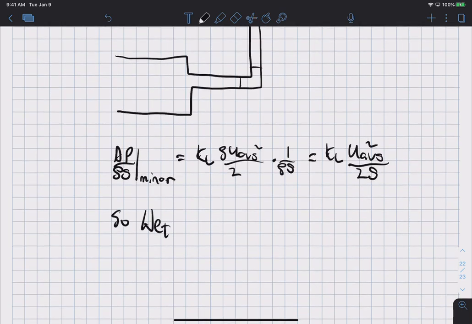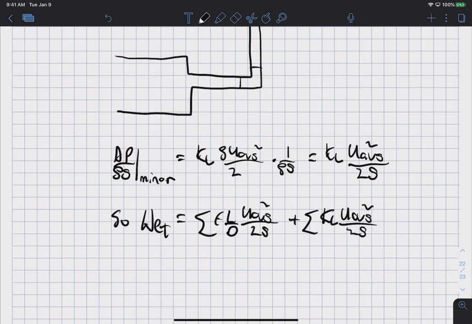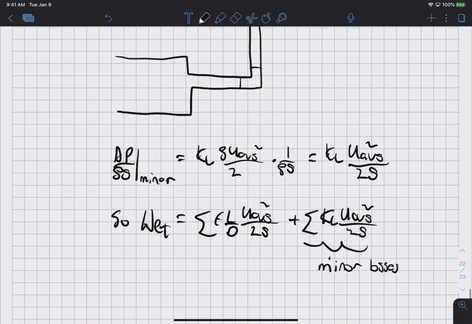So the head loss is equal to the sum of all the major losses, U average squared over 2g, plus the sum of all the minor losses. So that's the sum of the loss coefficient times U average squared over 2g. Okay, and this is minor. And this is major losses.